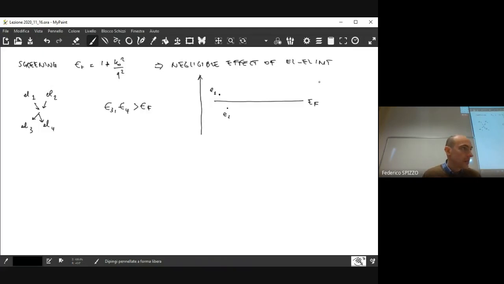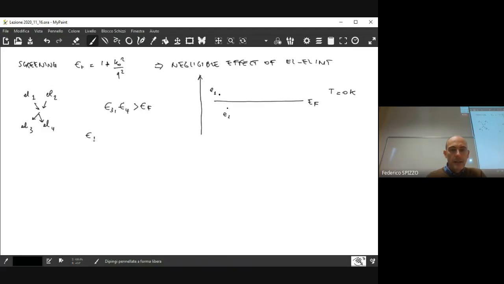No, in principle it's possible, but this is a specific, let's say, situation. The more general assumption is that you have no final levels below EF, but just the final levels above EF. It's correct. In principle, 1 should take the place of 2 and 2 should take the place of 1, but you have just one specific situation. So I'm assuming T equal to 0 Kelvin. And another thing that I have to apply here is the energy conservation.